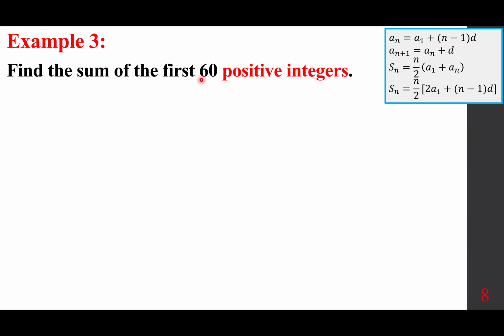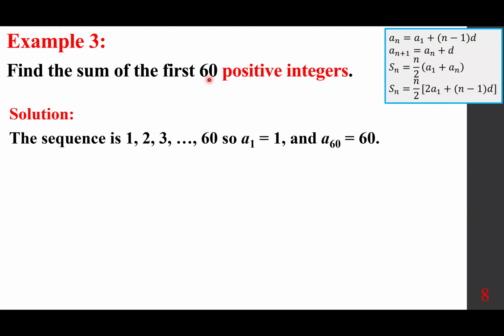Find the sum of the first 60 positive integers. So what are we dealing with? We are dealing with 1, 2, 3 to 60. The first term is 1. The last term is 60. And we want this sum, that means we want S sub 60. So a1 is 1, d is 1, S sub 60 is of interest to us.